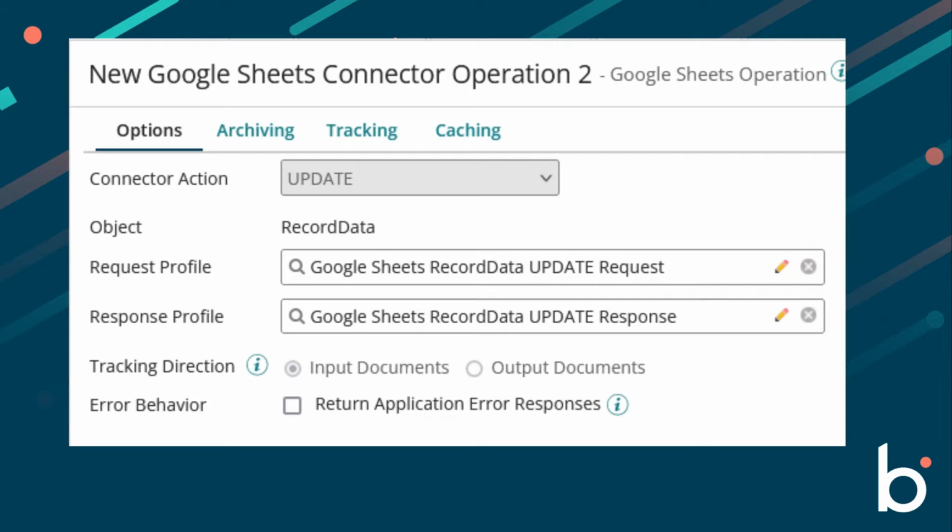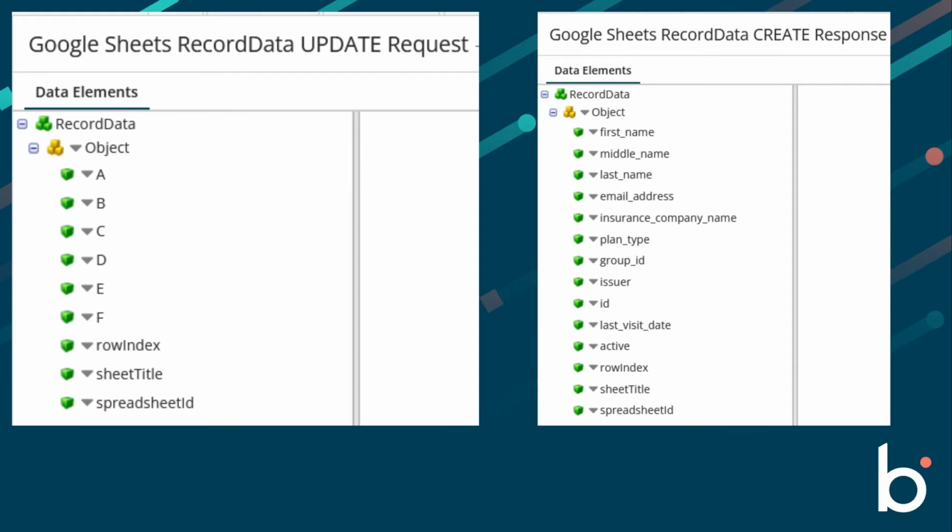The operation loads with the record data object and displays a description of the request and response profiles. At that point, you can go ahead and click Save. And then when properly configured, your Google Sheets operation should match the example in this slide. In the next step, you would edit the request and response profiles to match the data elements in the example provided in this slide. Once complete, you can go ahead and click Save and Close.